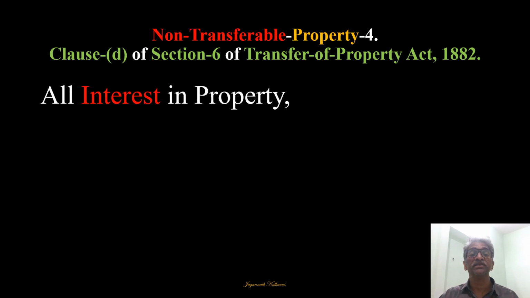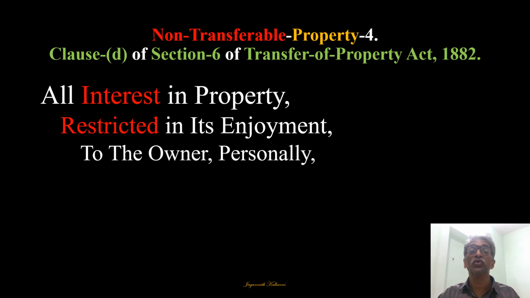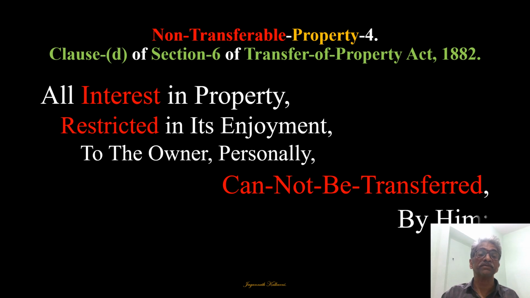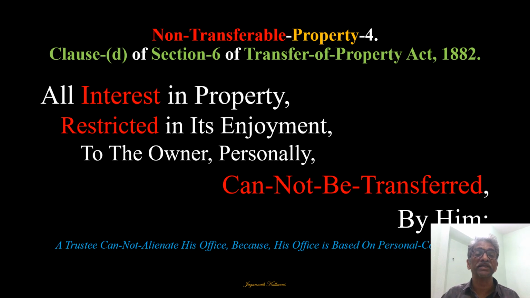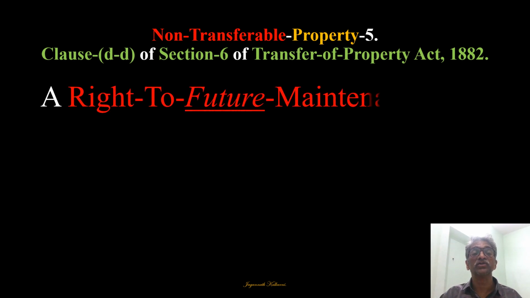The fourth exception talks about all interest in property which is restricted in its enjoyment to the owner personally. This is important. It cannot be transferred by him. So enjoyment meant for personal enjoyment cannot be transferred. A trustee cannot alienate his office because his office is based on personal confidence. So a trustee cannot transfer.